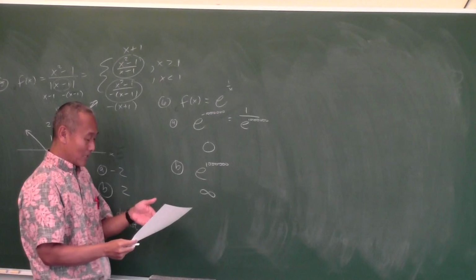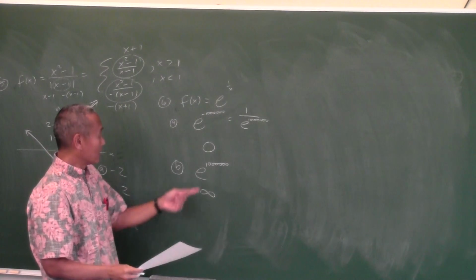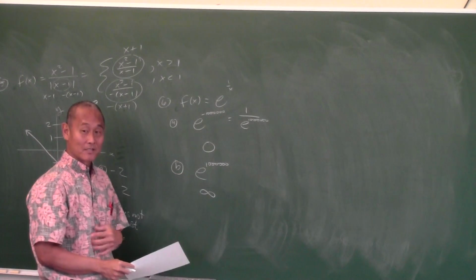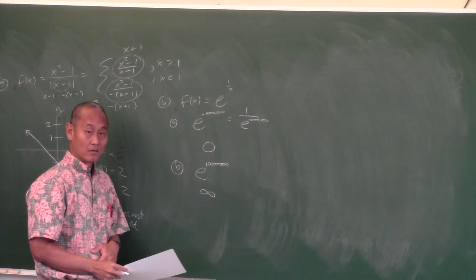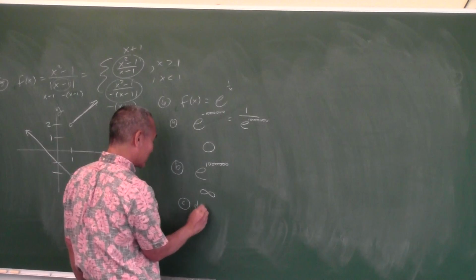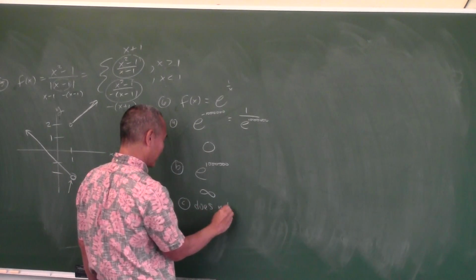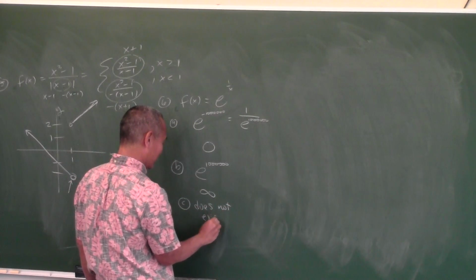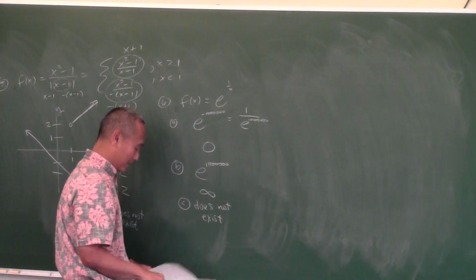So therefore, what's the limit as x approaches 0? Here's the left-hand limit, here's the right-hand limit. Are they the same? No, they're not the same. The limit does not exist. There's another difference between 0 and infinity.